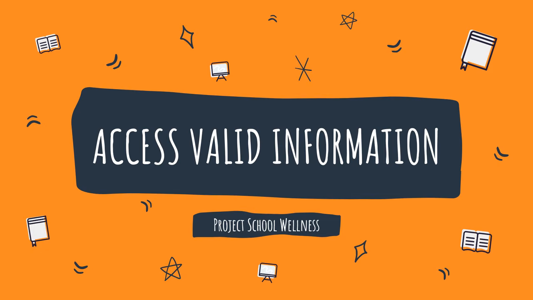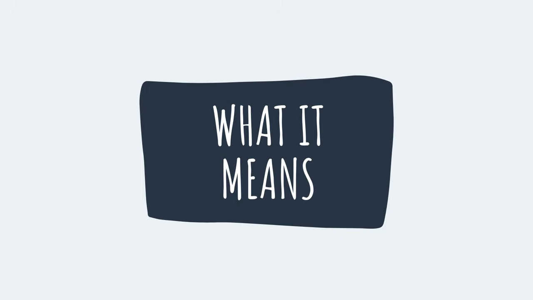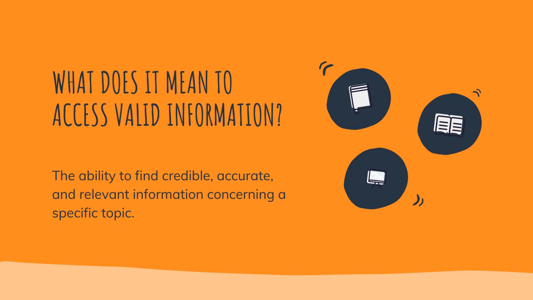Accessing valid information is one of the core health skills outlined in the National Health Education Standards. So let's take a quick look at what it means, why it's important, and how to do it. So what does it mean to access valid information? This is the process of finding credible, accurate, and relevant information concerning a specific topic, and in terms of health education, concerning a specific health topic.